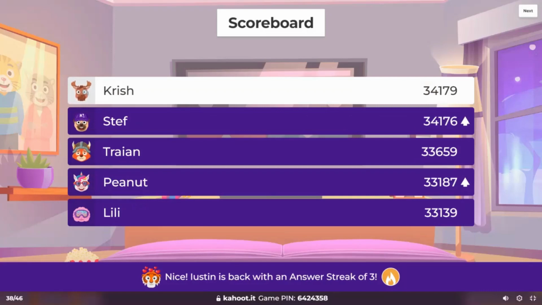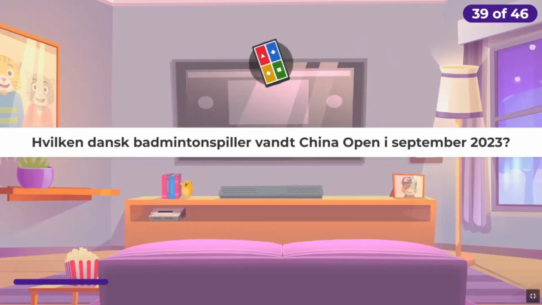Okay, so this top 5 is looking a bit different. Chris is still holding number 1. Steph moved up to number 2. Wow. Trayan now number 3. Peanut at number 4. Peanut is also, I've seen this name a lot, maybe top 20. I'm not sure, man. Then we have Lily at number 5. Houston is back with an answer streak of 3, and he's on fire. Oh my! He's on fire! Next week, what am I saying? Next one.